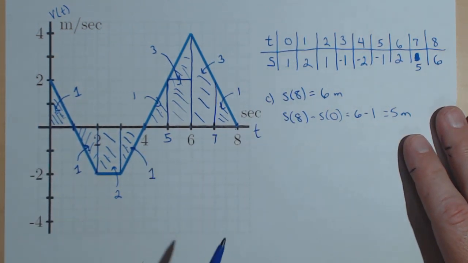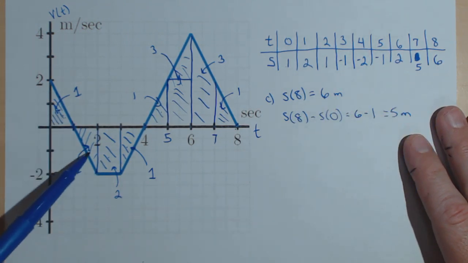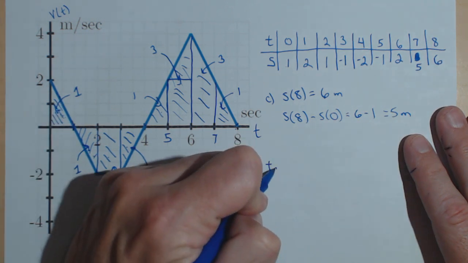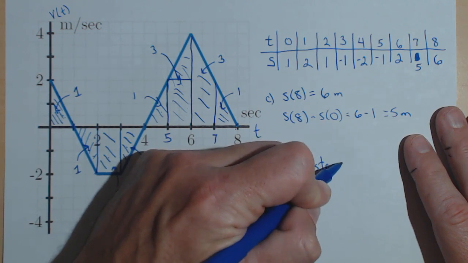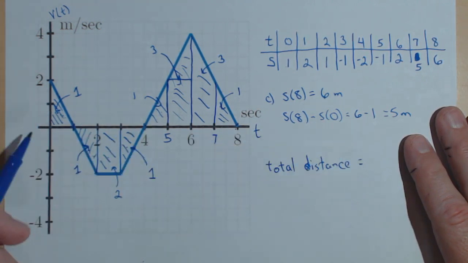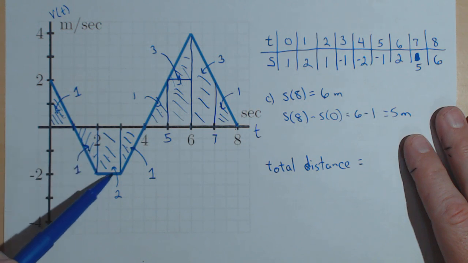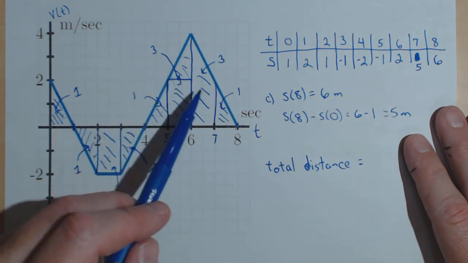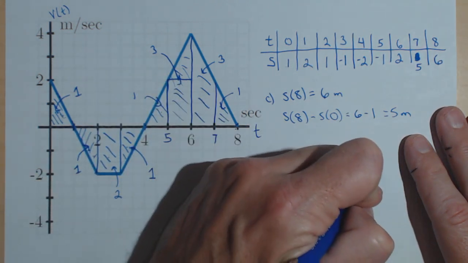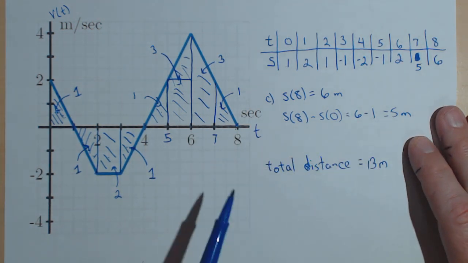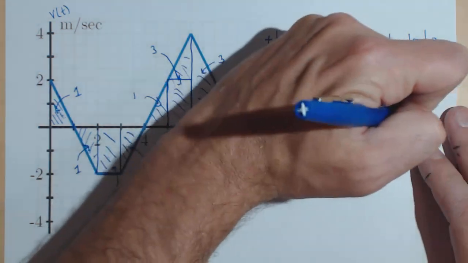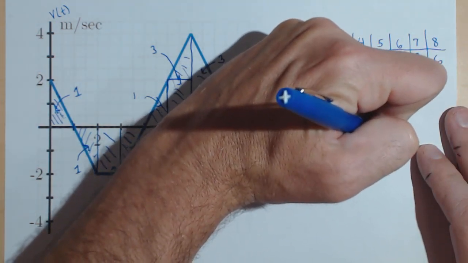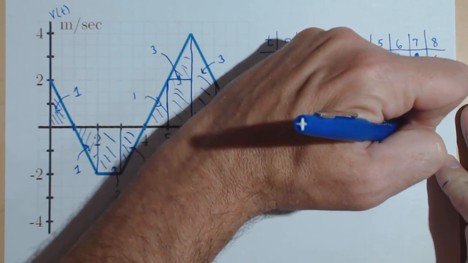So finally, we can figure out his total distance that he traveled during this time, because we can add these up. So his total distance is going to be between 0 and 8 seconds. He went a total of 13 meters if we count both backwards and forwards. So that's the difference between distance and displacement. So this here was his total displacement.